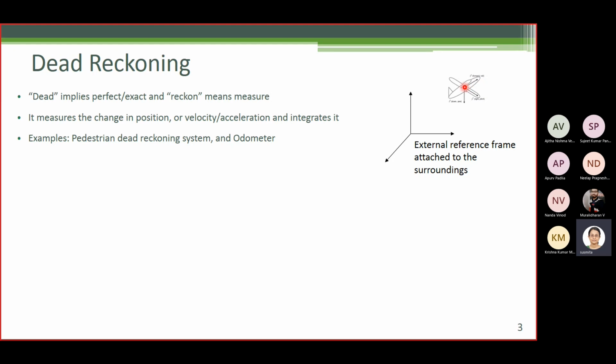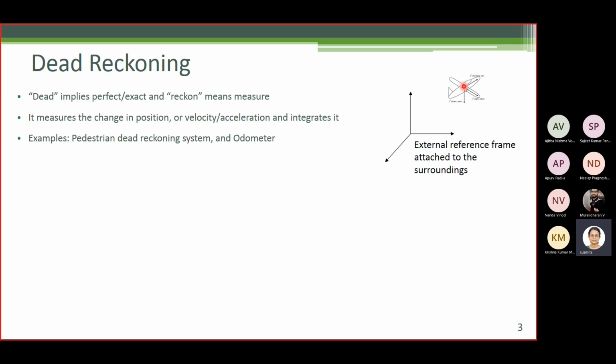So, we are interested in finding the position of the body axis origin, the body frame origin. This is defined with respect to some external frame. It can be attached to the surroundings, it can be some global frame, okay? But we are interested, for terrestrial navigation, in finding the position of this origin with respect to an external frame.